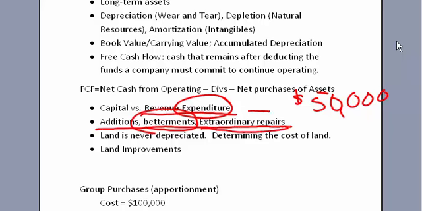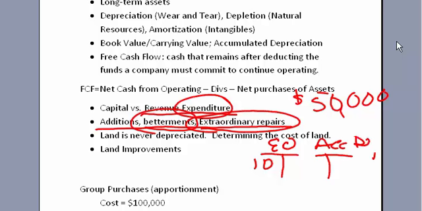An extraordinary repair is a little different. Let's say we have a piece of equipment, and let's work with some real simple numbers. We have a piece of equipment that's 10, and the accumulated depreciation on it is 7. So we have a debit balance in the equipment. Accumulated depreciation is a contra account, which we should have seen up here, right? Accumulated depreciation is a contra account. And therefore, at this point, the book value is 3.